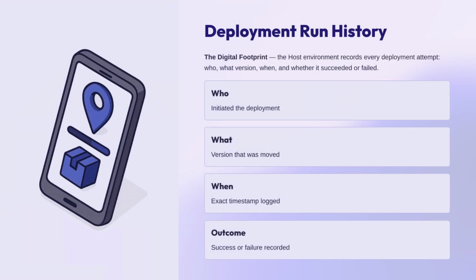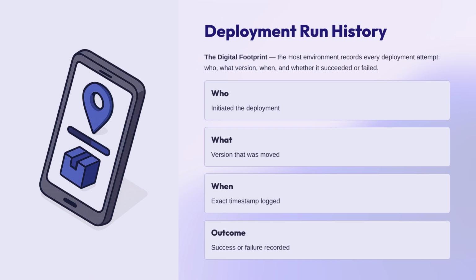The formal definition describes the central record keeping within the host environment that tracks every deployment attempt, including who initiated it, which version was moved, when it happened, and whether it succeeded or failed. To put it very simply, it is the digital footprint. In my experience, I've seen that the best teams are the ones that can look back and see their own history. If something stops working on Tuesday, you can go to the run history and see, aha, Sachin updated the pricing model at 9 am on Tuesday. It's not about blame, it's about understanding.